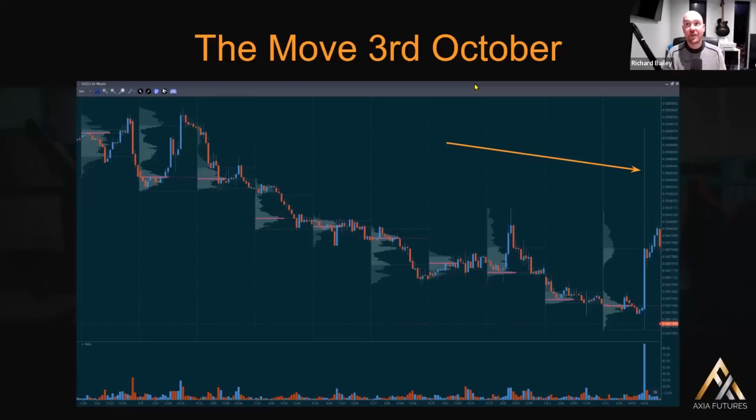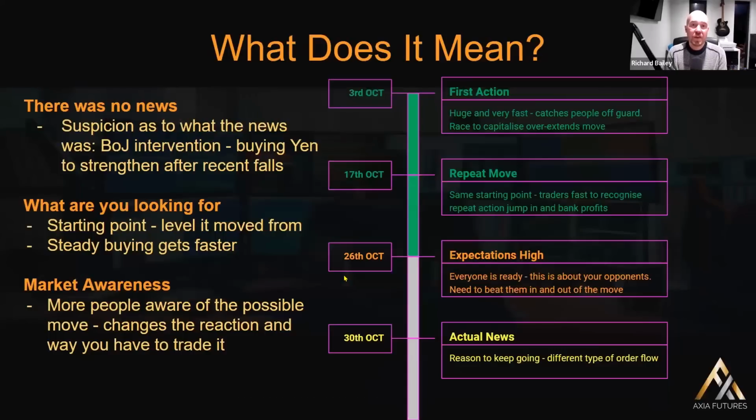So the scale of this is enormous. It takes out the previous 7 days' worth of range in 1 minute. So what does all of this mean? This is crucial to what you do next. What we know is there's no news. So there's no news going on. We have a suspicion as to what it might be.